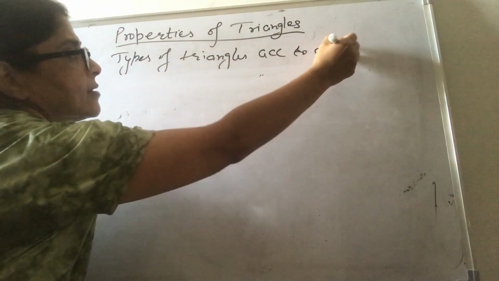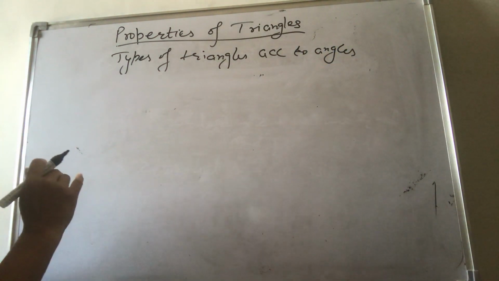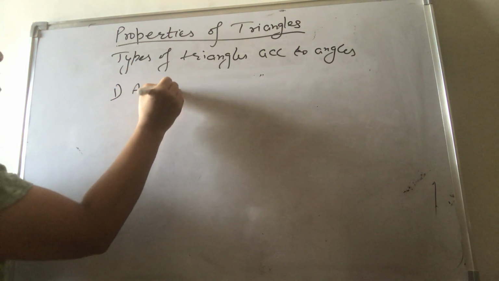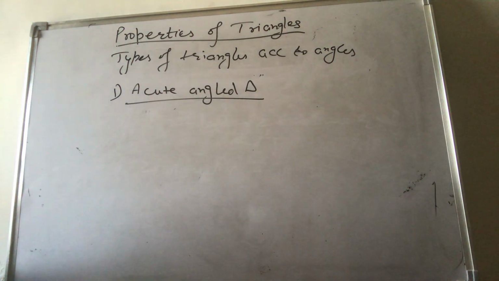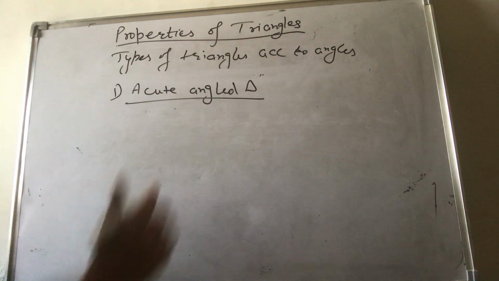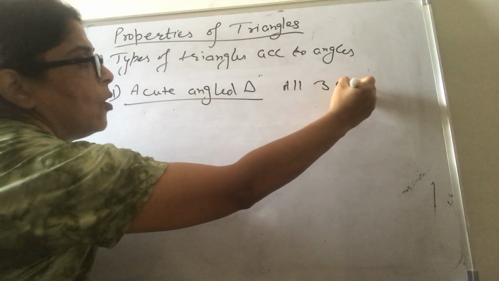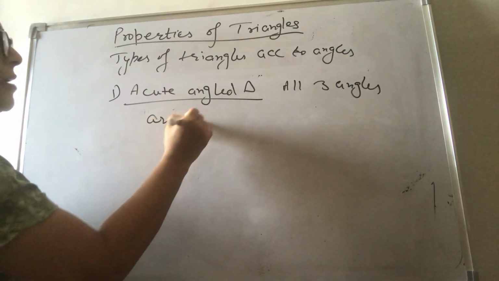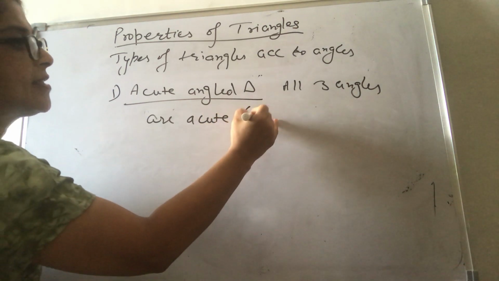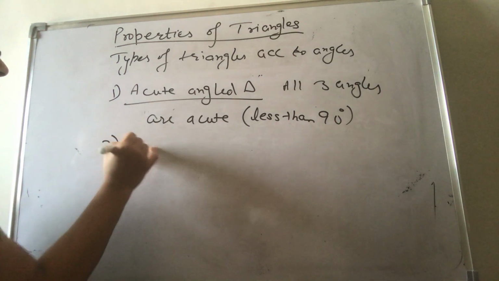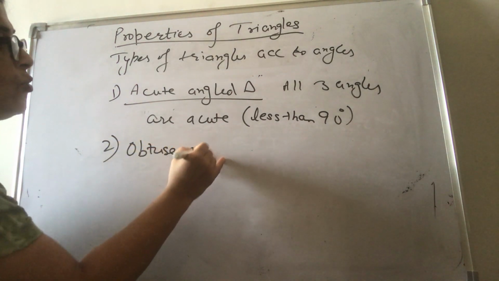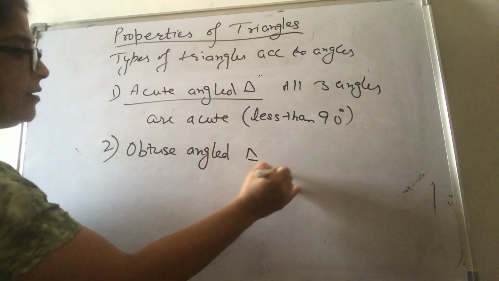According to angles. We know that a triangle has three angles. The first one is acute angled triangle. Acute angle triangle means a triangle in which all three angles are acute. Acute means less than 90 degrees. The second one is obtuse angled triangle.